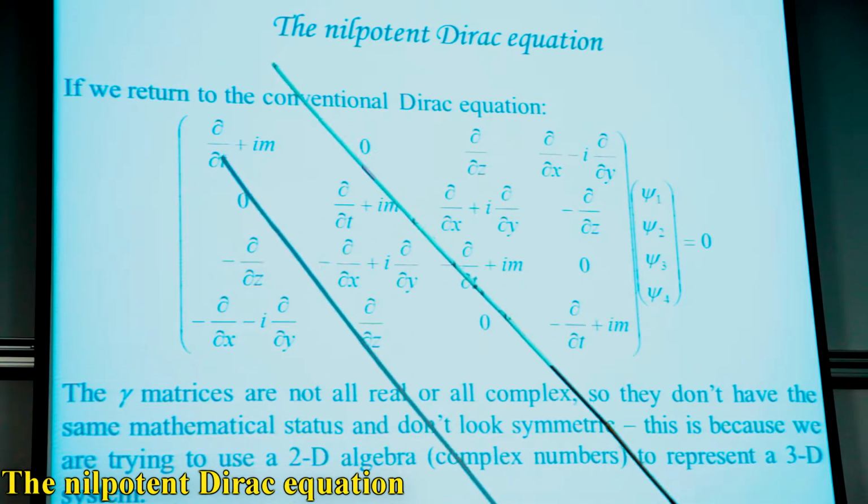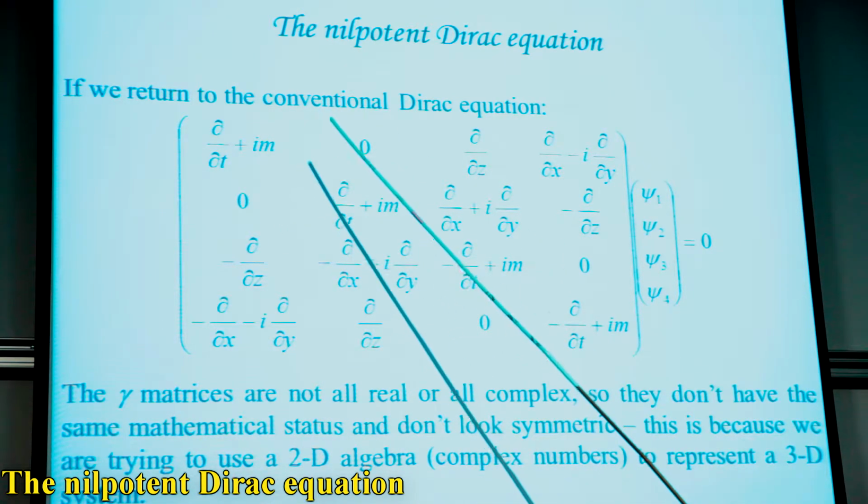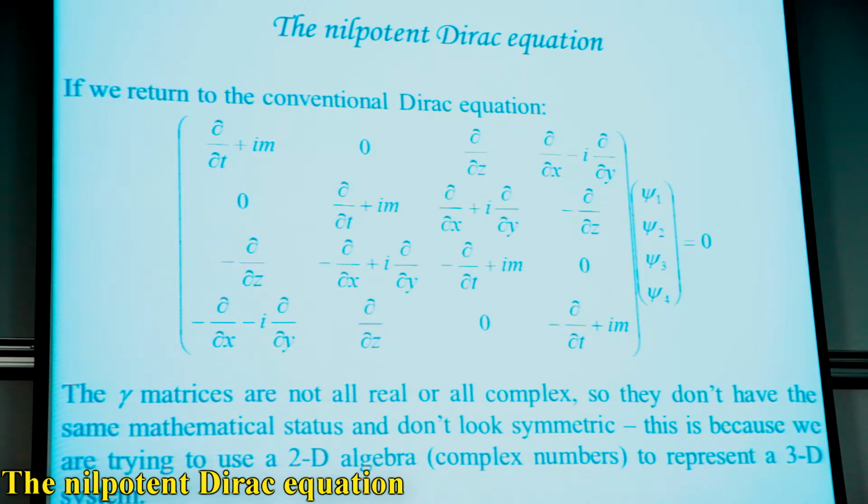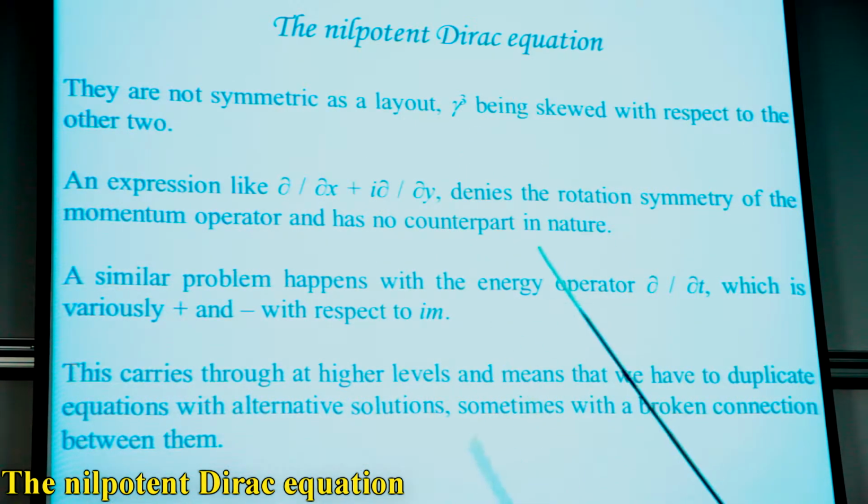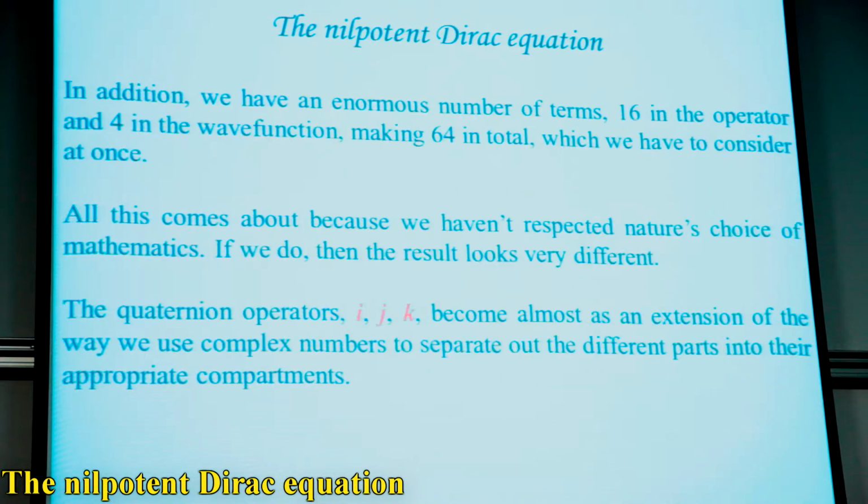Notice also we've got plus and minus d by dt, but they always have plus im. So the gamma matrices are not either all real or all imaginary. They don't have the same mathematical status. They're not symmetric. And the reason for that is that matrices are a two-dimensional algebra in effect, and we're trying to represent a three-dimensional algebra with a two-dimensional algebra, and that's where the distortion comes in. What we have done is undistort it. We've discussed this looking at the previous slide. So what we need to do now is to undistort the equation.